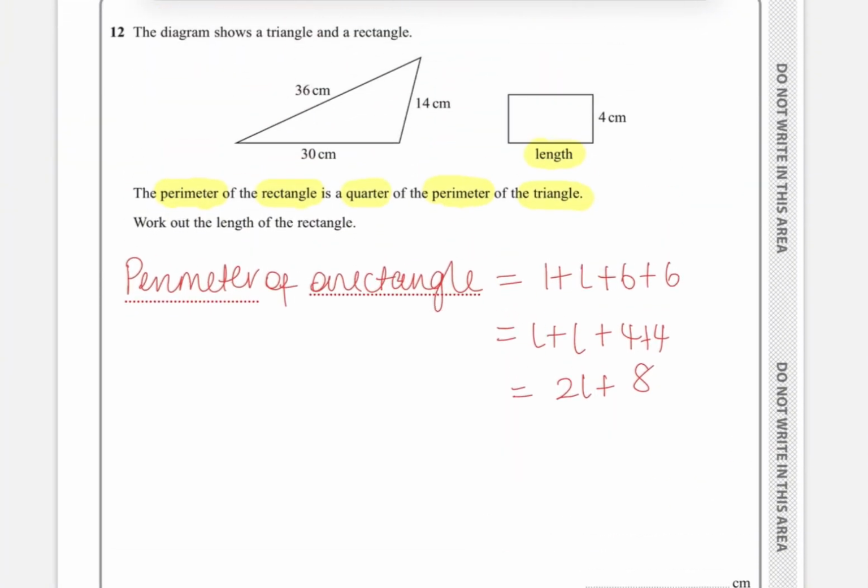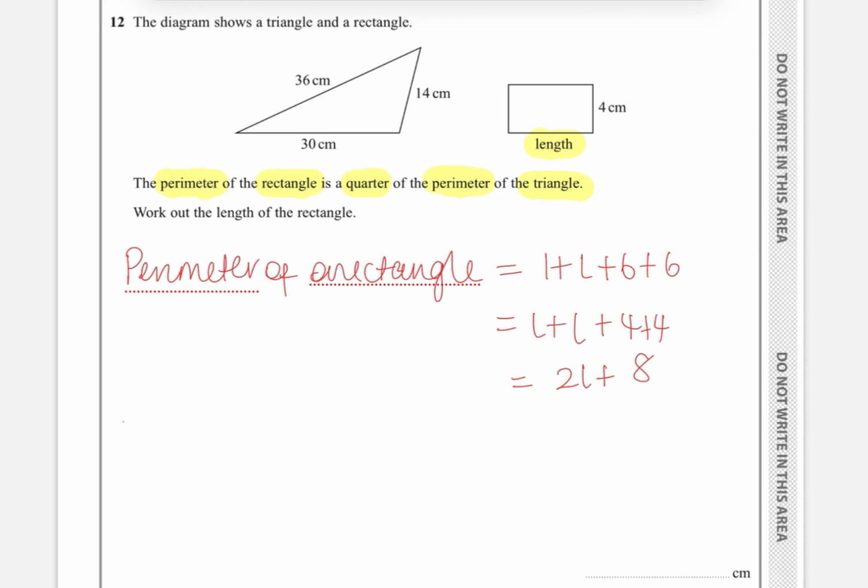And then we want to work out the perimeter of the triangle, which is just adding the length of all sides together. So it's going to be 30 plus 36 plus 14, which is 80.